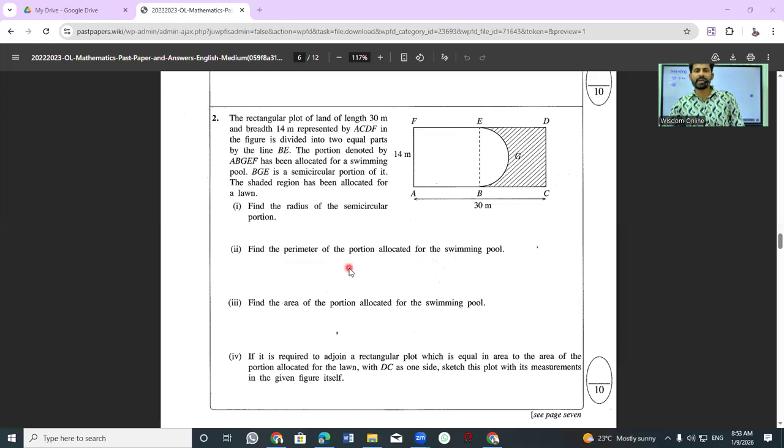Find the perimeter of the portion allocated for the swimming pool. So this is the swimming pool part.